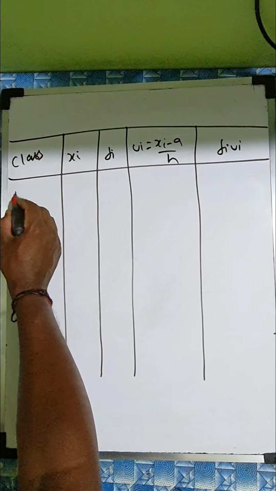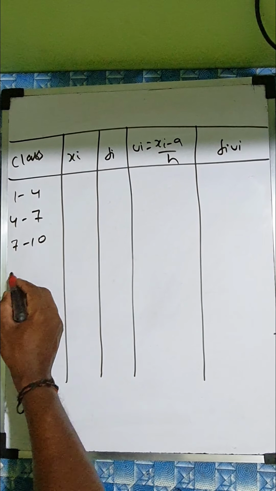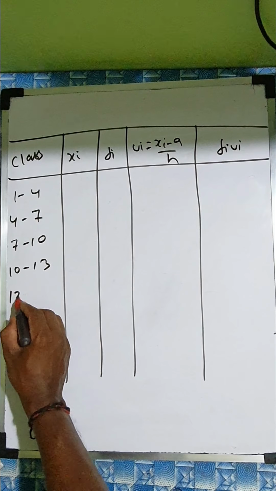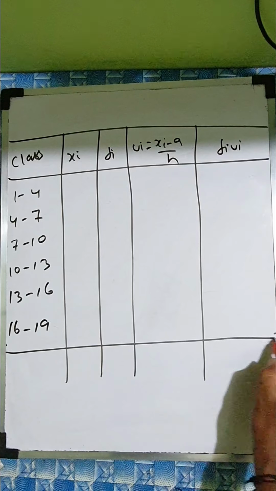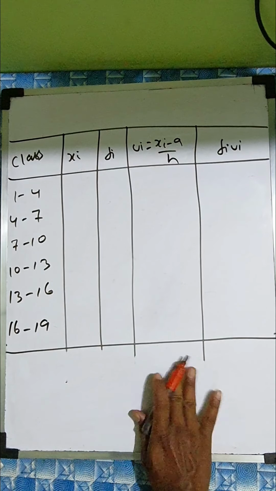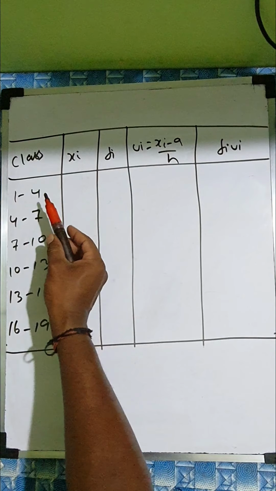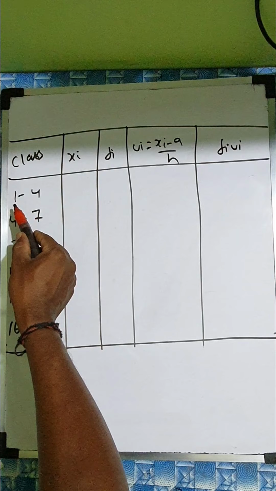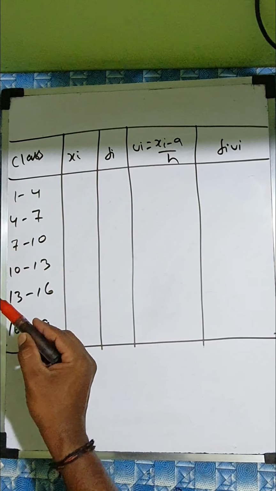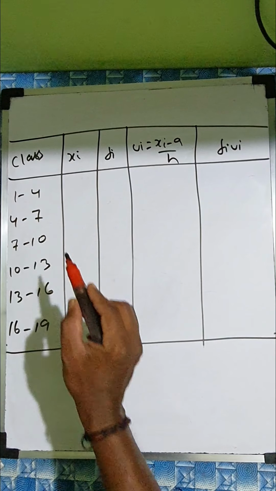The classes are 1 to 4, 4 to 7, 7 to 10, 10 to 13, 13 to 16, 16 to 19. Already I said you can do any method, but better we'll do step deviation. First you have to find the mid value. Subtract: 4 minus 1 is 3, and 3 divided by 2 will be 1.5.